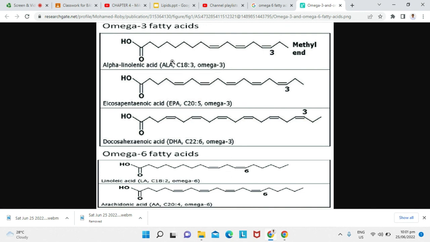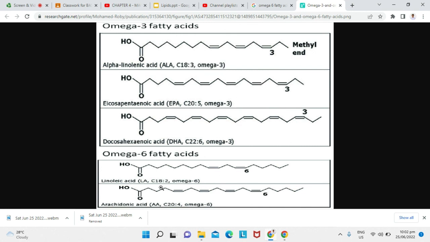Okay. Remember katong naming 18 since 18 siya nga carbon. 1, 2, 3, 4, 5, 6, 7, 8, 9, 10, 11, 12, 13, 14, 15, 16, 17, 18. Okay? 3 ang double bonds. 1, 2, 3. Yeah. Then N3. So, 18 carbons, 3 double bonds, and omega 3.